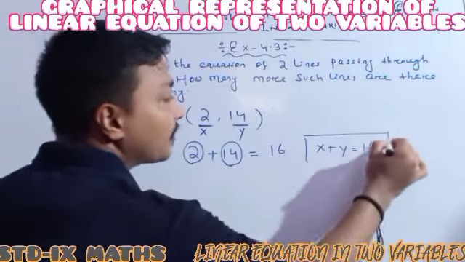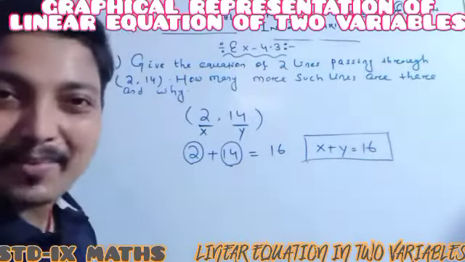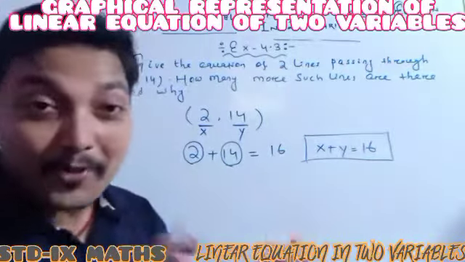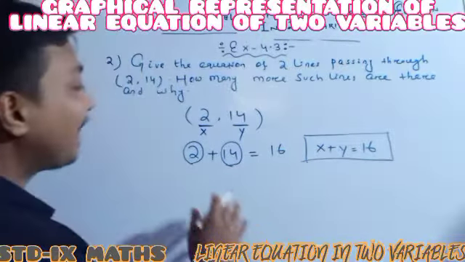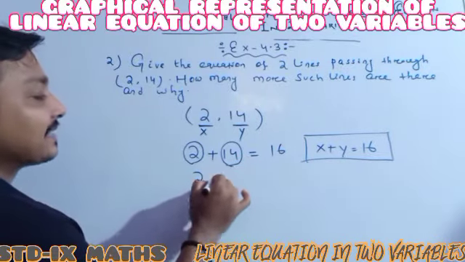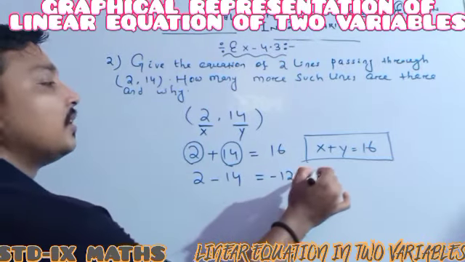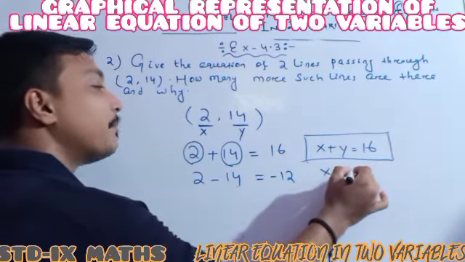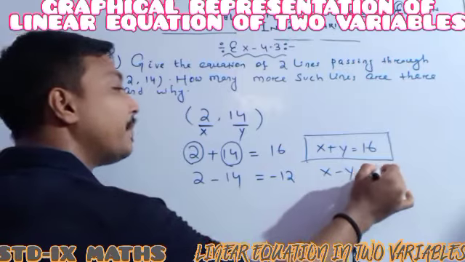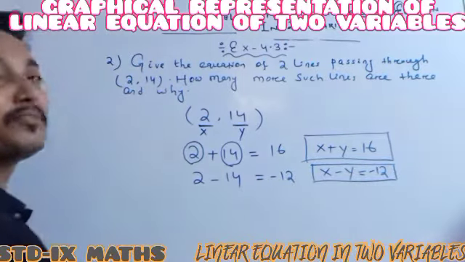It is one of the linear equations in two variables or not? Yes or no? How we formed it, understood or not understood? Thereafter, suppose I am formulating another linear equation. See, x minus y is equal to minus 12. So also one can write x minus y is equal to minus 12. It is another linear equation.